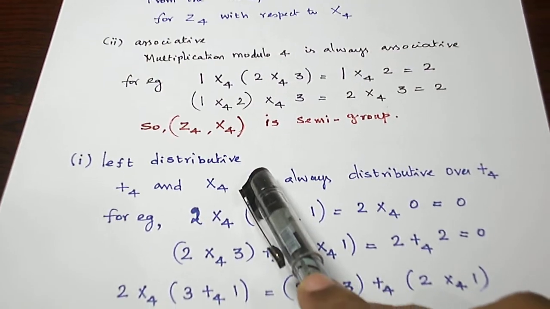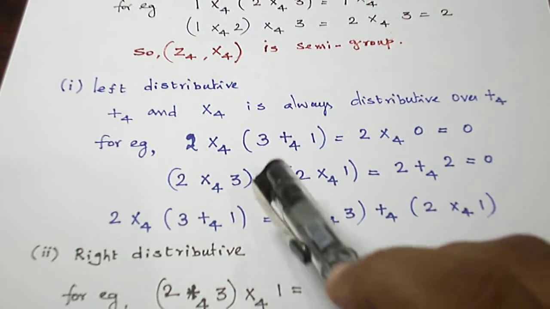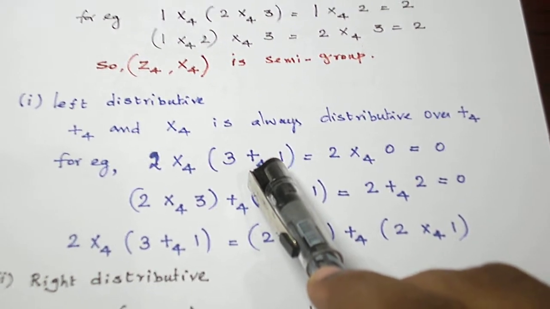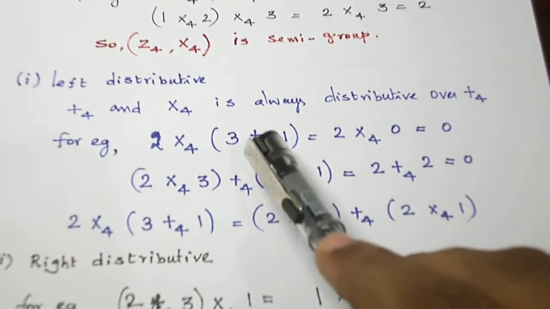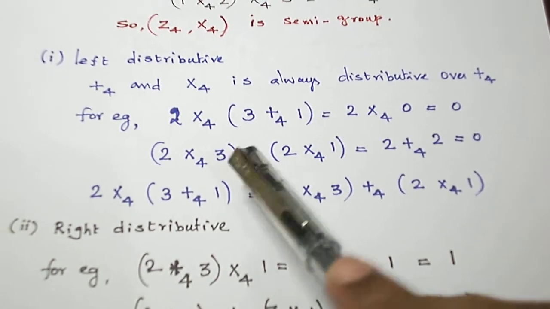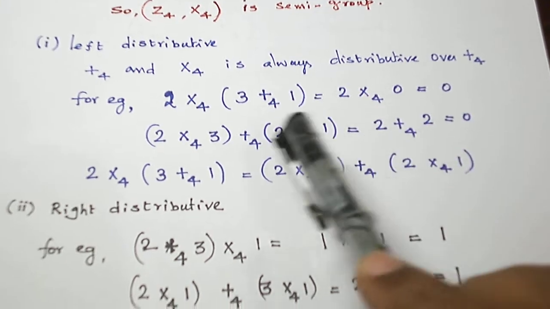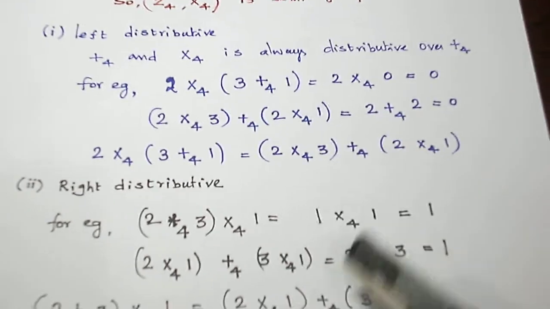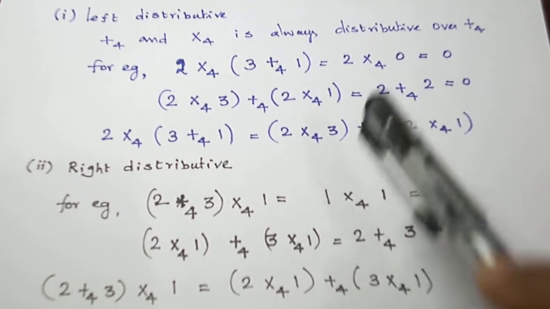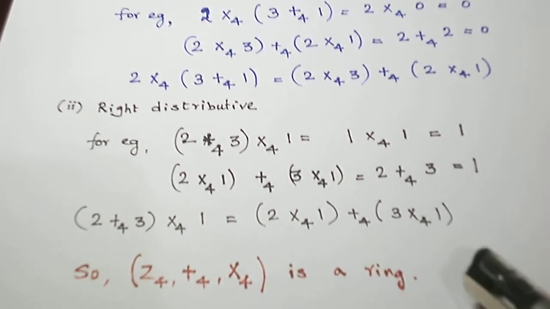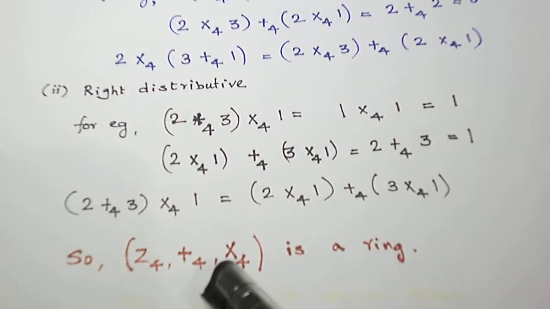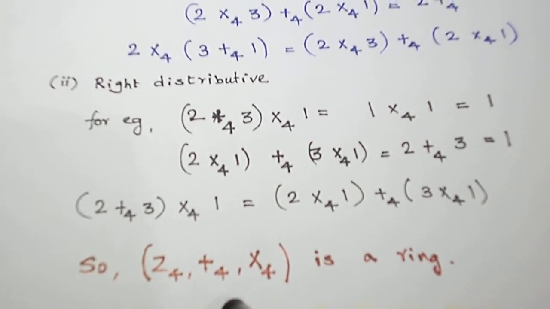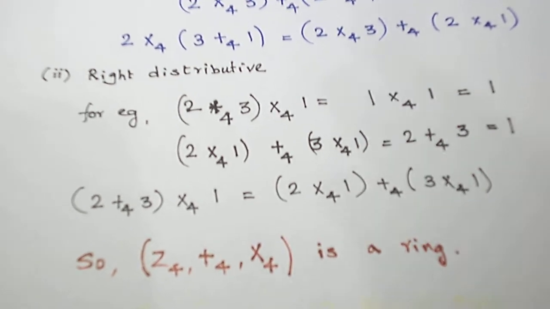And let us verify the left distributive and the right distributive. Multiplication is always distributive over addition. So let us illustrate with some examples. Let us take 3 elements and verify the distributive property, left distributive as well as right distributive. So these two are verified here. And so Z4 is a ring under the two operations, addition modulo 4 and multiplication modulo 4.